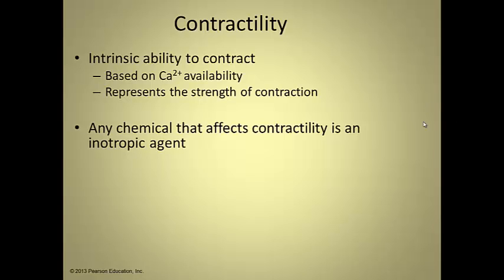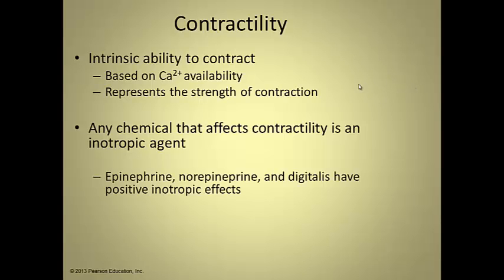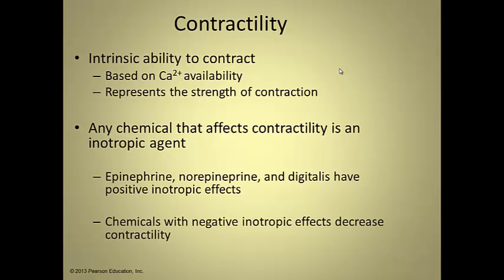There are a number of things, including chemicals, that can affect contractility, and any chemical that changes contractility is considered an inotropic agent. So things like epinephrine, norepinephrine, and digitalis all have positive inotropic effects, meaning they increase contractility, increase the strength of cardiac muscle contraction. The opposite chemicals, anything with a negative inotropic effect, is going to then decrease the strength of contraction.